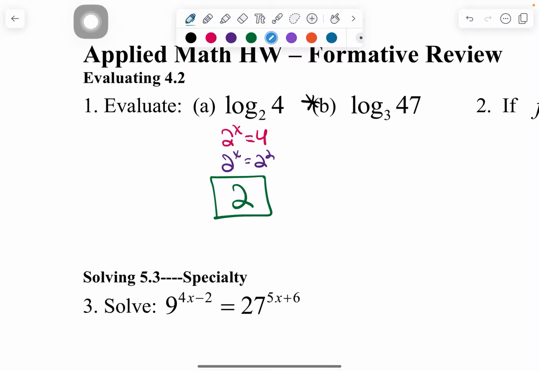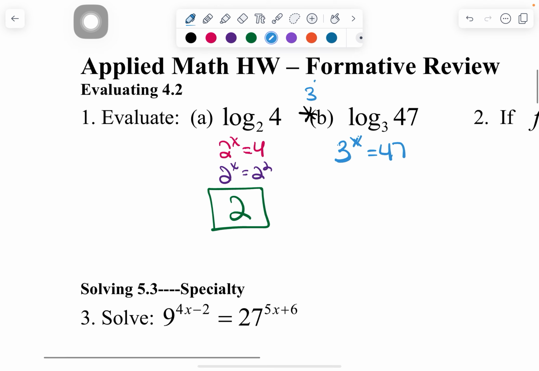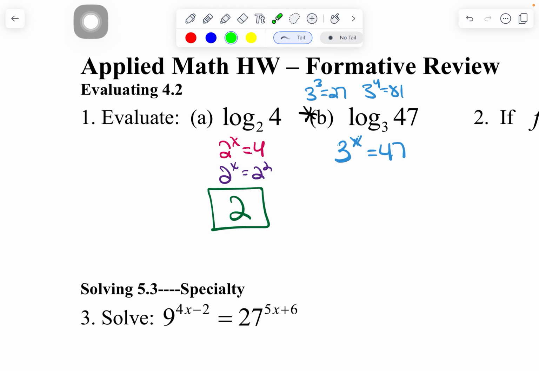Now, if I attempt to do the exact same thing for part B, which I'm going to start doing, right? 3, whoops, that's supposed to be 3. 3 to some power is equal to 47. Yeah, no, it's not any whole number that I know of. Let's see, 3 to the third is 27. 3 to the fourth is 81. So, yeah, unfortunately, we bounced right over 47.